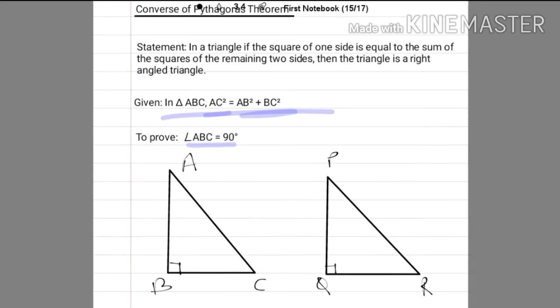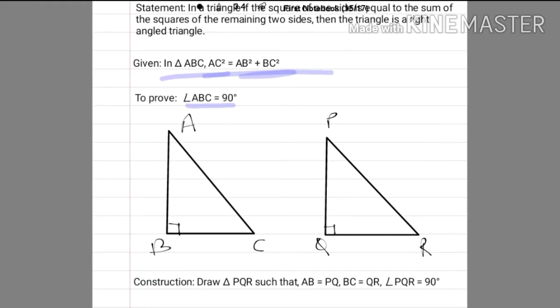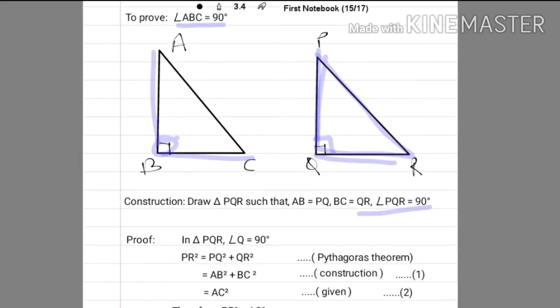For that we need to construct another triangle, that is triangle PQR, such that the length of AB and PQ should be equal. Also the length of BC and QR should be equal, and the angle PQR should be 90 degree. So this is not already 90 degree. We have to prove this to be 90 degree, because I have just put the mark there, but it is not 90 degree, okay? So next thing, let's see how we are going to prove that.